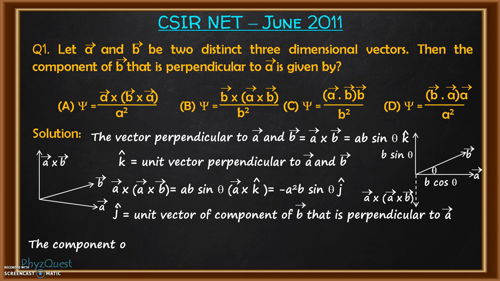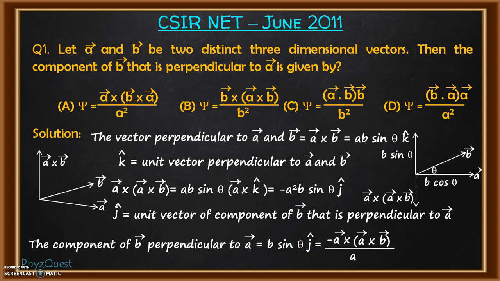So now we can calculate it. The component of vector B perpendicular to vector A is B sin theta j cap, which, from this term, we can write as equal to minus vector A cross (A cross B) divided by A square. If you omit the minus sign, the cross product order will change. So it will be vector A cross B cross A divided by A square, which, if you look at the options, is option A. So option A is the correct answer here.